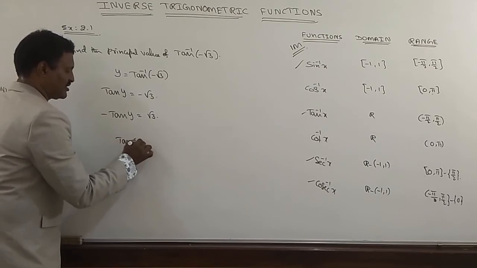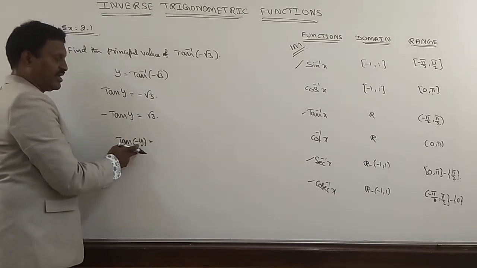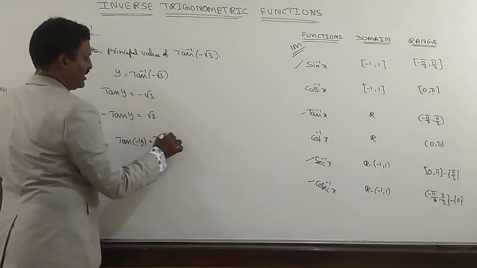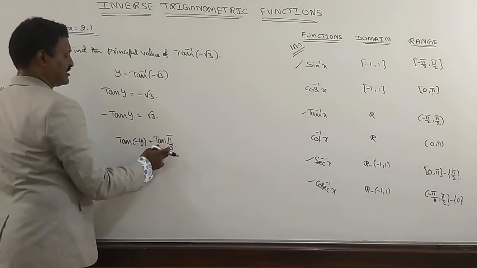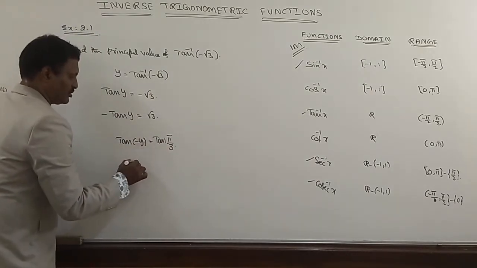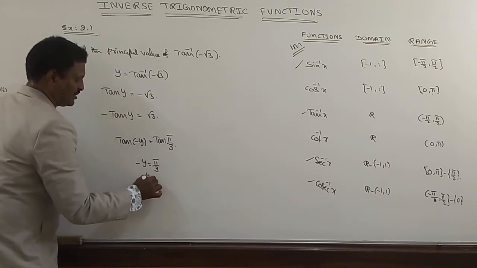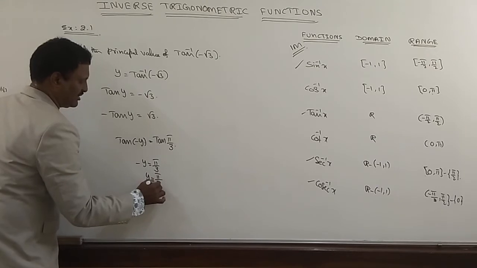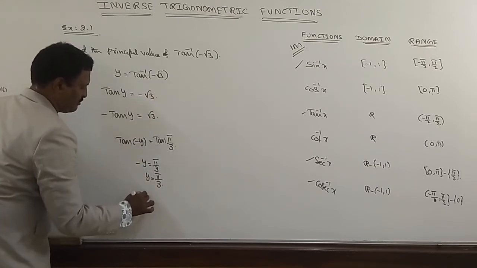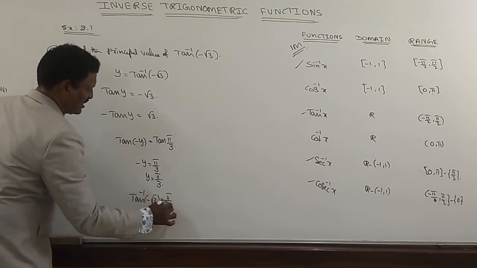Minus tan y, what can we write? Tan of minus y. Root 3 in terms of tan, what can we write? Tan pi by 3. Tan 60 is root 3. Now remove the tan on both sides. Minus y is equal to pi by 3. Then y is equal to, we will get pi by 3. What is y actually? Tan inverse of minus root 3 equals pi by 3, we can write.